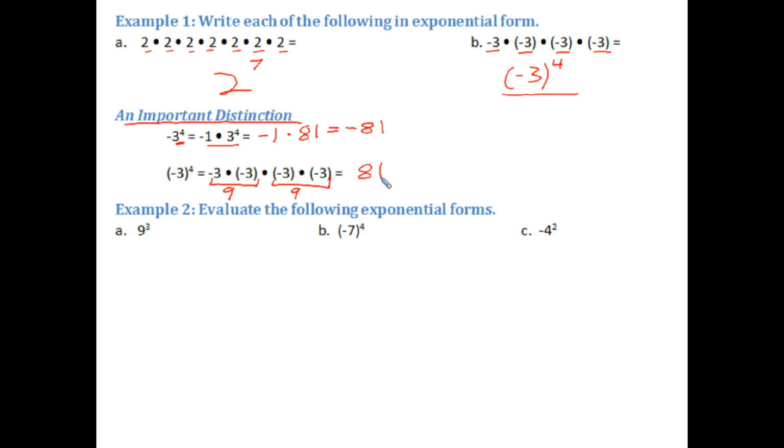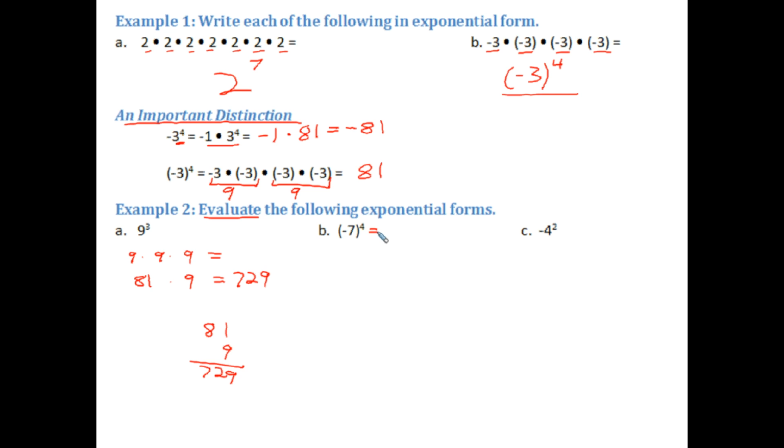Next example, it says evaluate the following exponential forms. So evaluate means find the value of it. So for this one, 9 cubed, well, we know that's 9 times 9 times 9. Multiplying across, 9 times 9 is 81. So that's 81 times 9. And so we want to multiply these to figure out what that is equal to. We get 729.